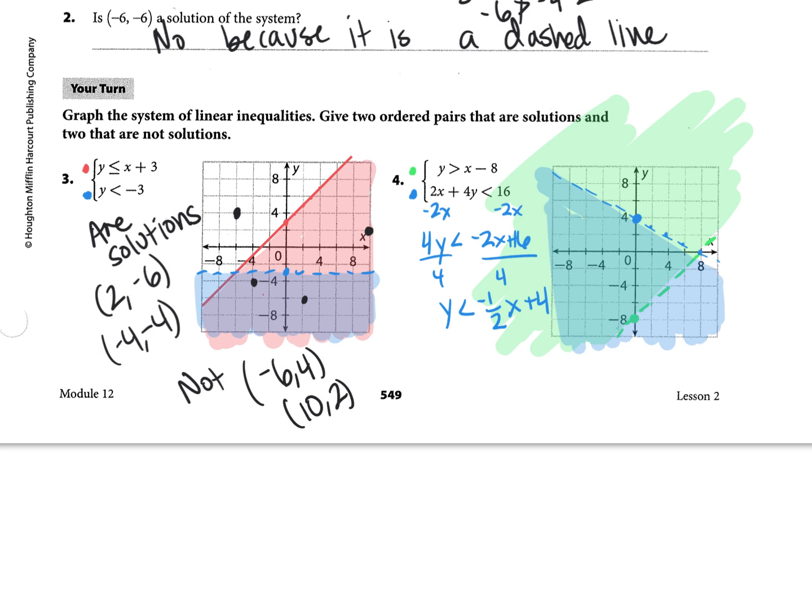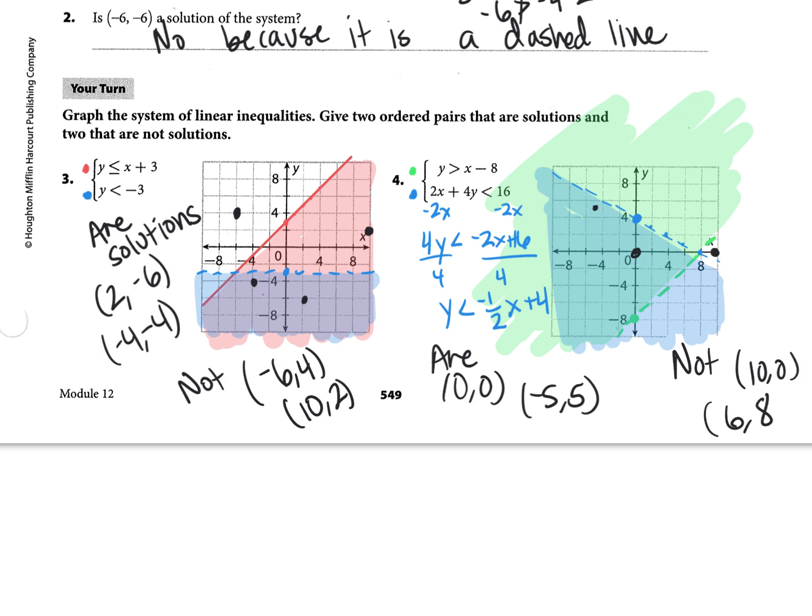All right, to find two that are solutions, we're looking in this double shaded section. The origin this time is a solution. And -5, 5 is also a solution. And then for the ones that are not, 10, 0 way out here is not a solution. And 6, 8 is also not a solution because it is just shaded green and not with both.